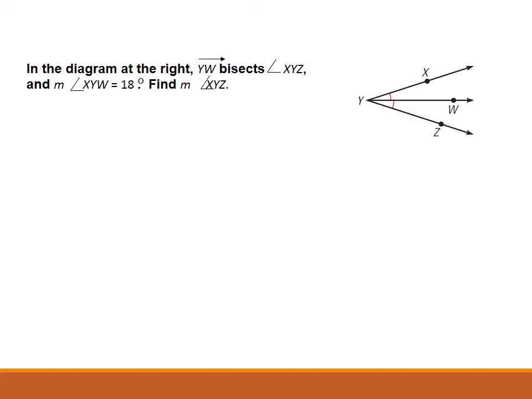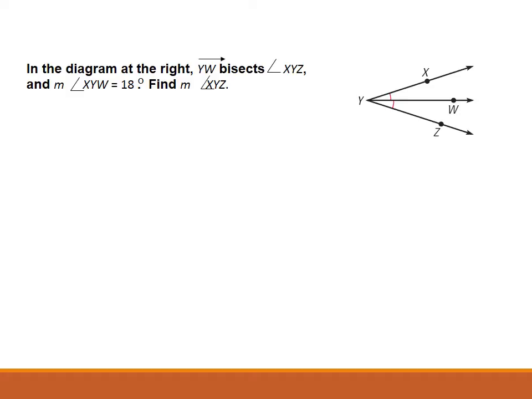Now we're going to solve with an angle bisector. In the diagram at the right, ray YW bisects the angle XYZ. That means that the angle XYW is congruent to angle WYZ. Now they tell us that angle XYW equals 18, and we want to find the larger angle XYZ.